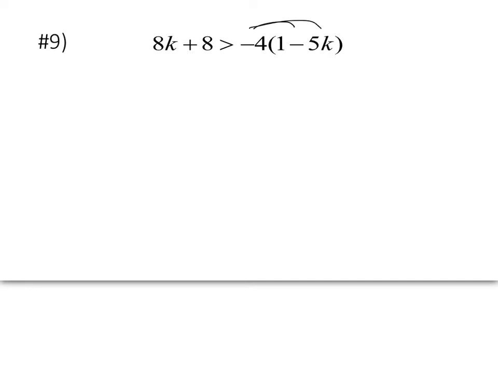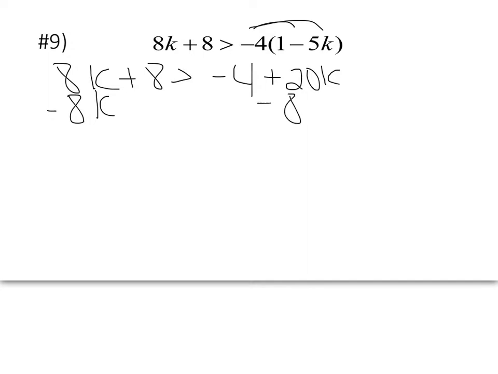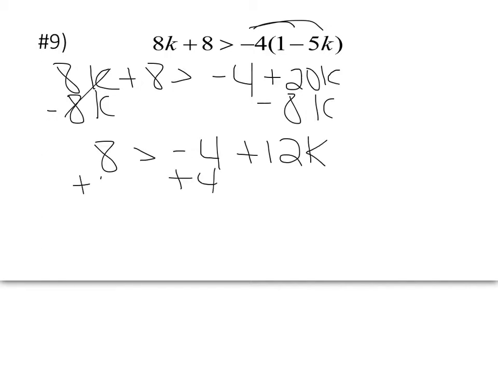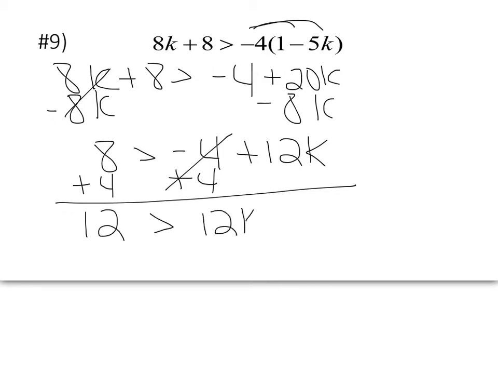All right, again, we're going to distribute first. So we have 8k plus 8 is greater than -4 plus 20k. I'm going to subtract 8k from both sides to get my variables together. So you have 8 is greater than negative 4 plus 12k. Then isolate the k, add 4 to both sides, giving me 12 is greater than 12k. Divide both sides by 12, and you get 1 is greater than k.